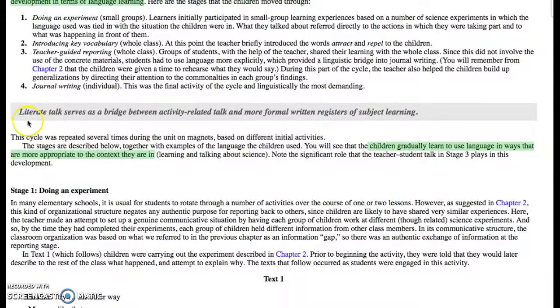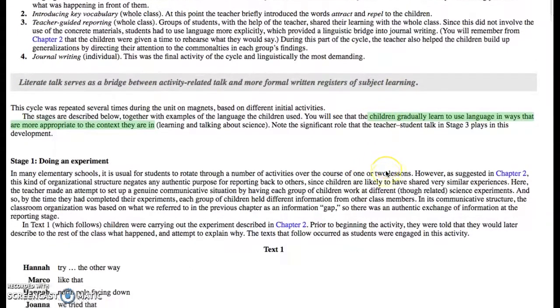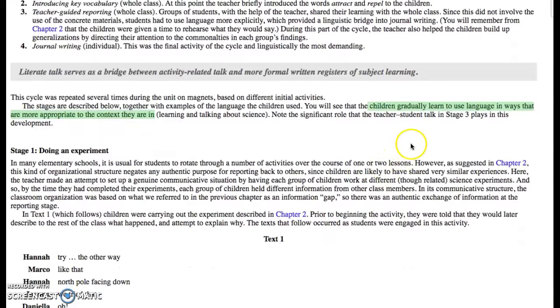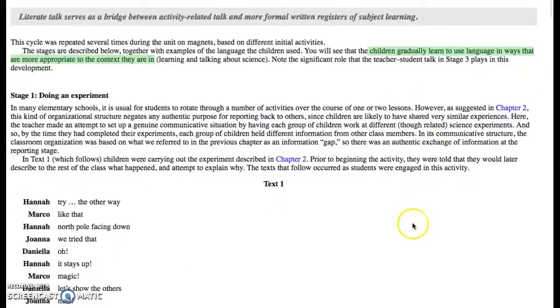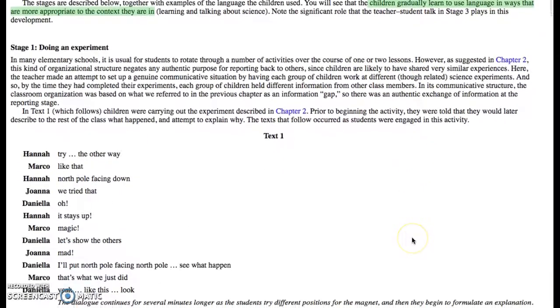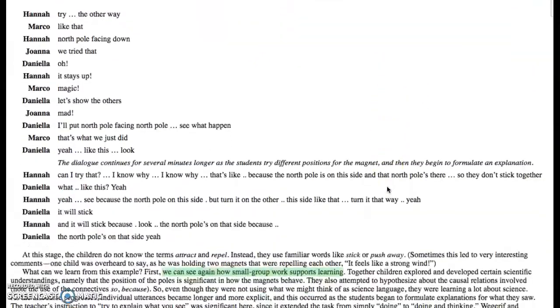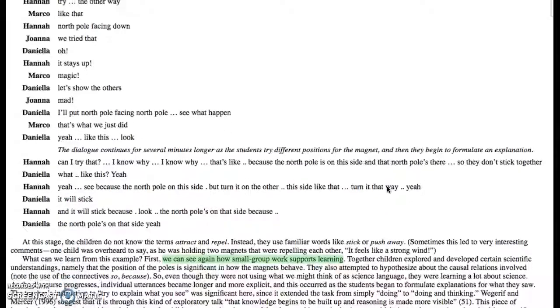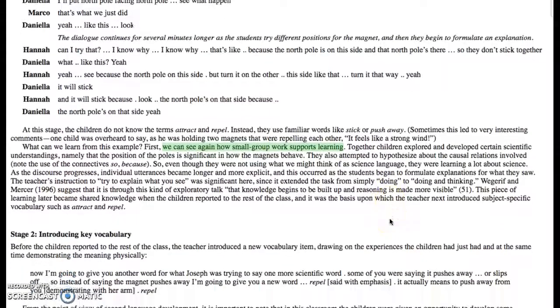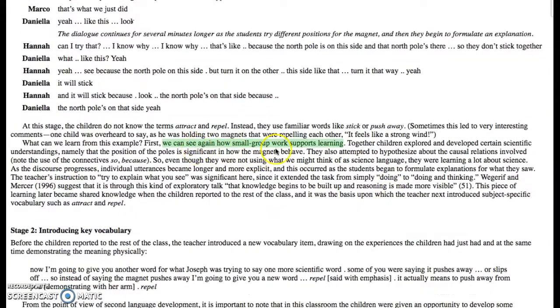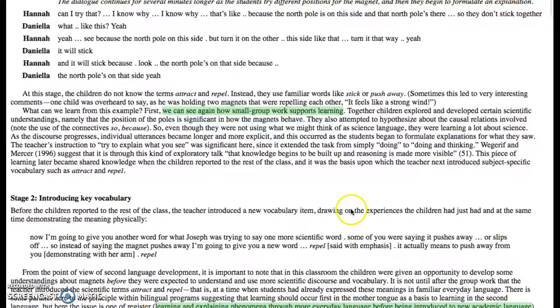So right here we can see how literate talk serves as a bridge between activity-related talk and more formal written registers of subject learning. More specifically, children gradually learn to use language in ways that are more appropriate to the context they are in, such as this example, it's a science class. So here we can see the first step of doing an experiment. And we can see again here how small group work supports learning.